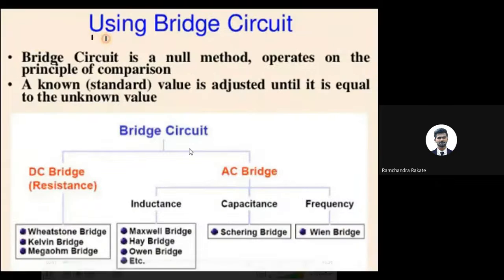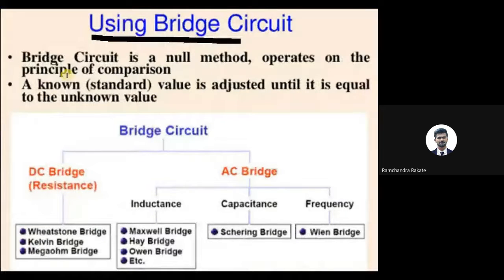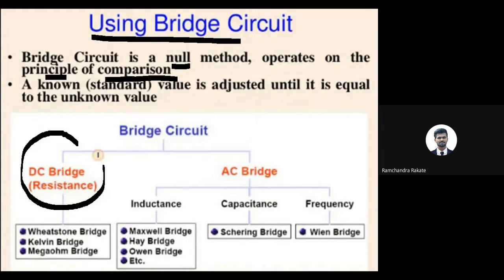With the help of bridge circuitry. So you know what a bridge circuit means? It is a simple null method that works on the principle of comparison, among resistances, and among them we have the DC bridges. So the first one is Wheatstone, second one is Kelvin, and then the voltmeter-ammeter method.